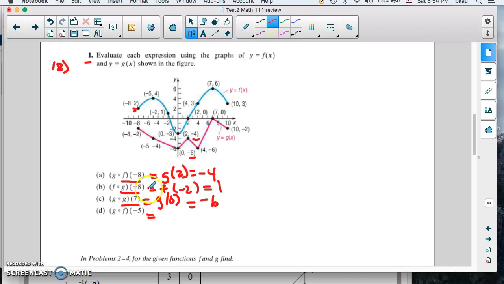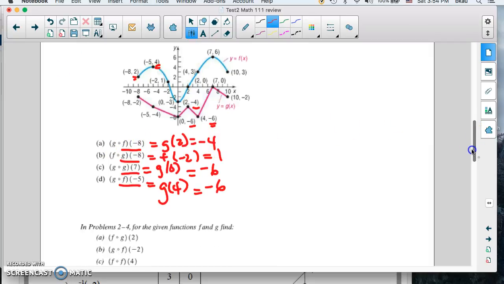Alright, final one here on the graph, g of f of -5. We read over to -5, read up to the f graph here, so that's going to be 4, so we have g of 4. Then we read to 4, and we read to the g graph, which is the red one below, so that value is also -6. So that's how we read the graphs. We read from this piece first, find the answer, and then plug that into the other graph.